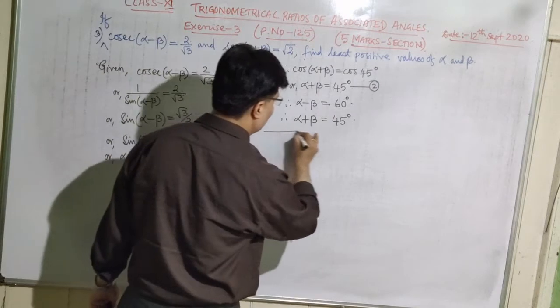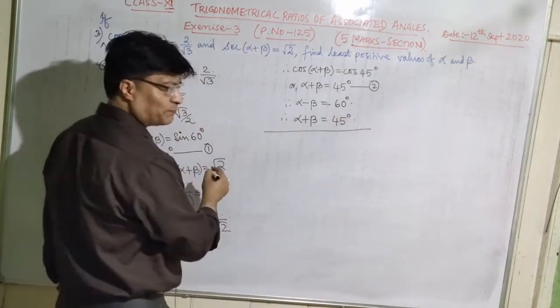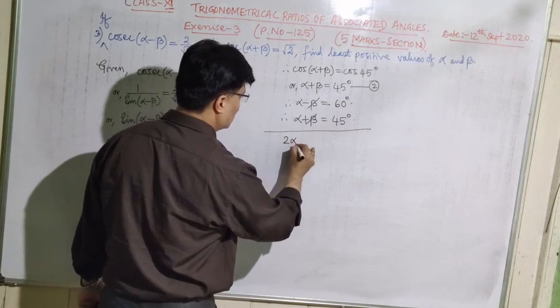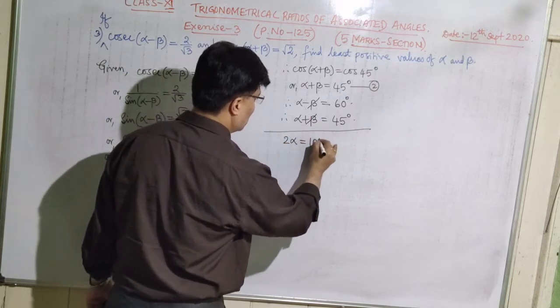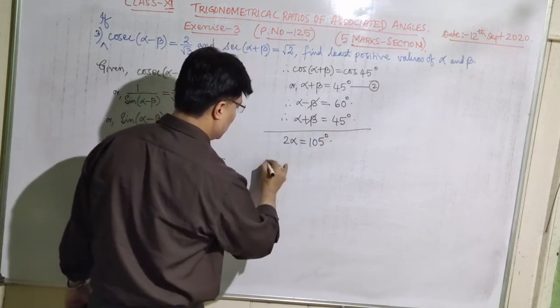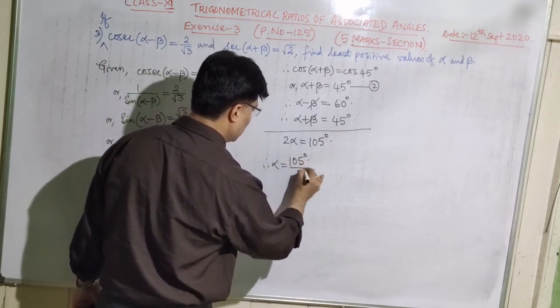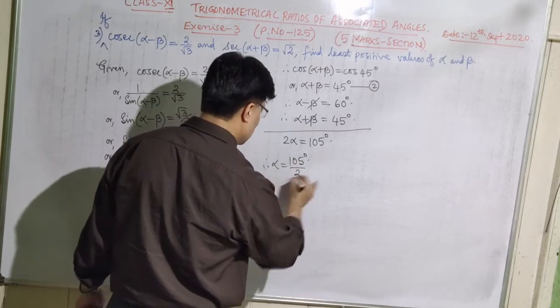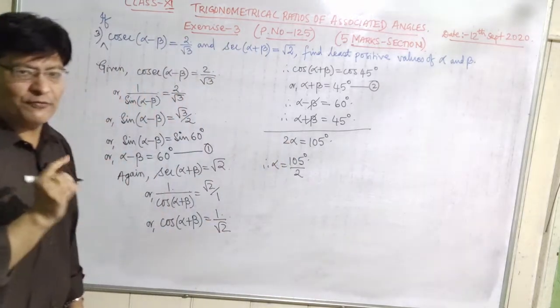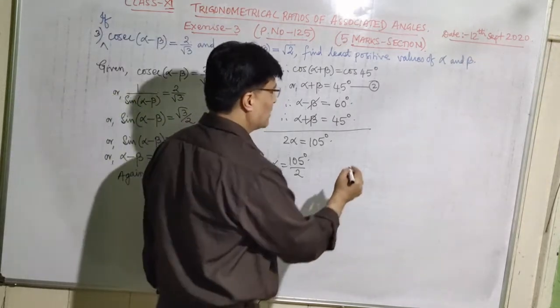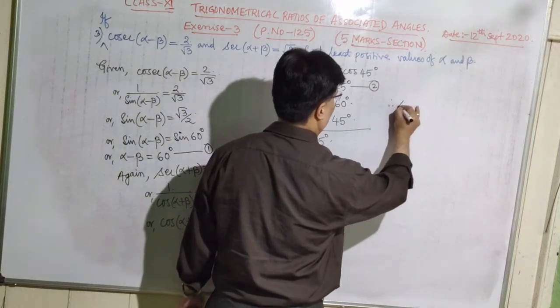So now if you solve them, what do we get? Here beta gets cancelled. If you add them, 2 alpha is equal to 105 degree. Therefore alpha is equal to 105 degree divided by 2. So this is your positive value of alpha. So let us get the value for beta now. Are you getting beta as positive?